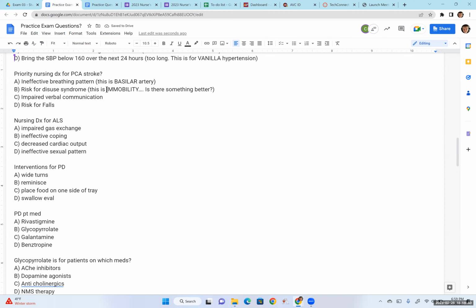You might have some, what else with PCA? You might have some hallucinations. You might have hemiplegia, so that could be causing immobility. But is there something better? Impaired verbal communication? No. This is what? This is MCA primarily. Could be ocular basilar with dysarthria from oculobulbar, right? What else?